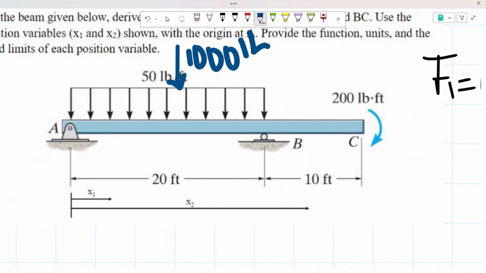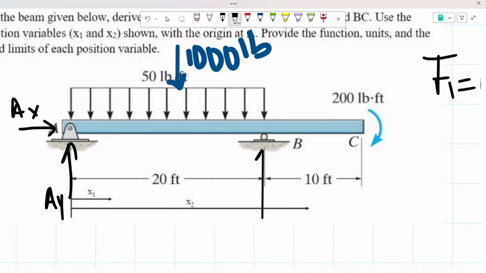So 1,000 pounds. From there, our next step would be finding the values of our reactions. At point A, we have a pin support, so we would have two reactions, our vertical reaction and our horizontal reaction. And then at point B, we would just have one vertical reaction.